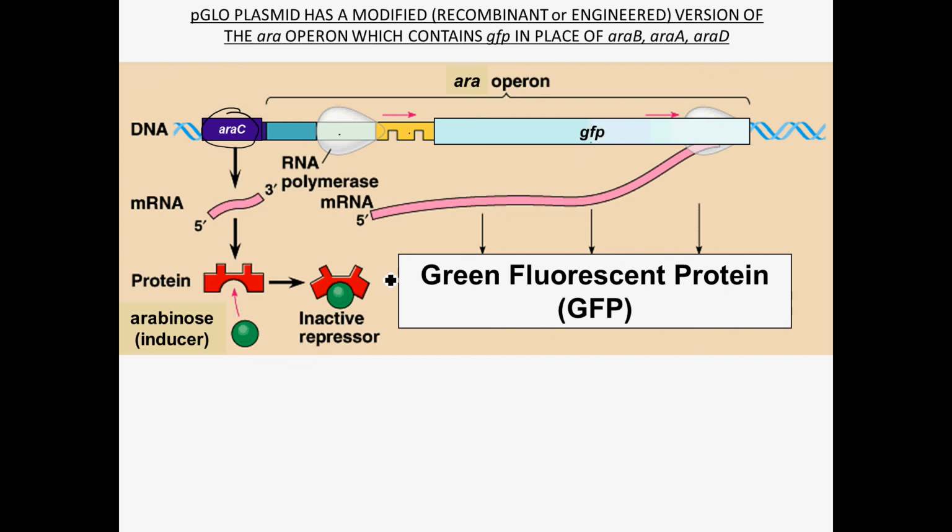Right? So when arabinose is present, that's going to turn this active repressor protein inactive, right? And then we'll be able to get RNA polymerase binding to the promoter, moving down over the operator, and then expressing GFP, right? And so this is how we turn the arabinose operon on. This is how we turn the expression of GFP on. Turn on GFP by arabinose.